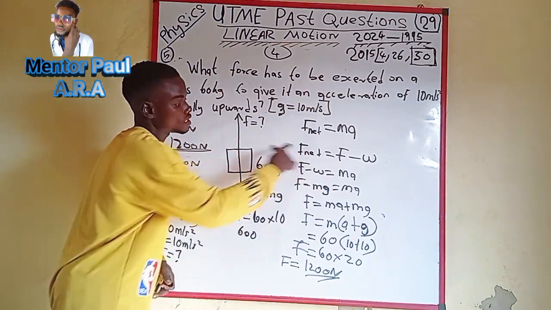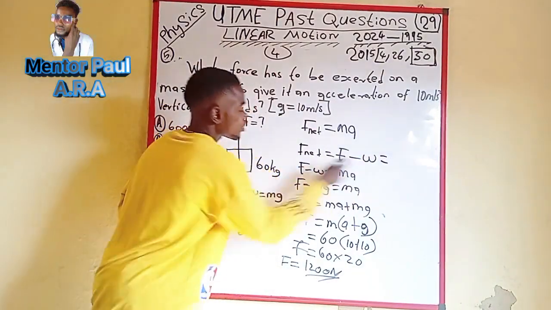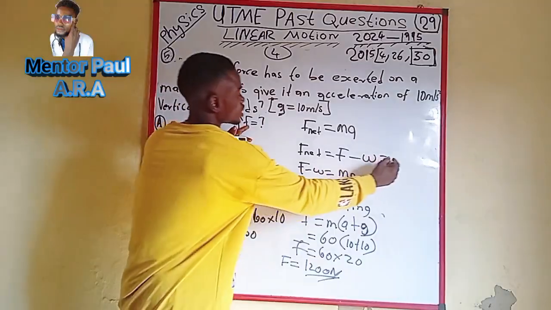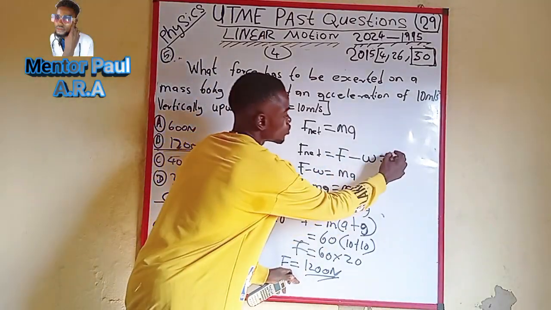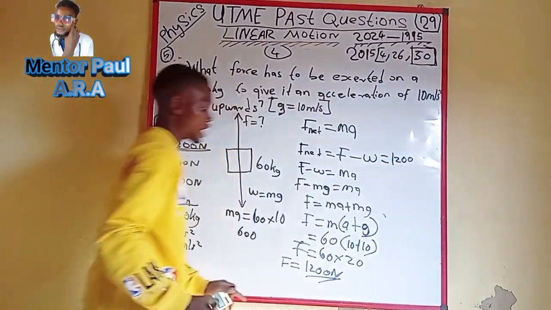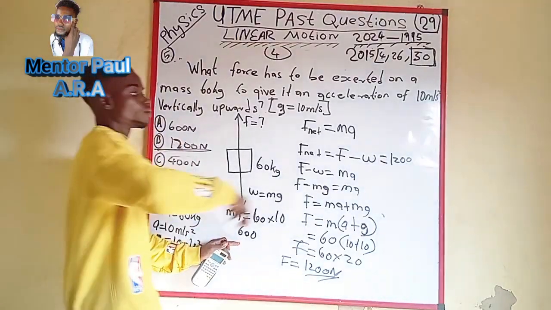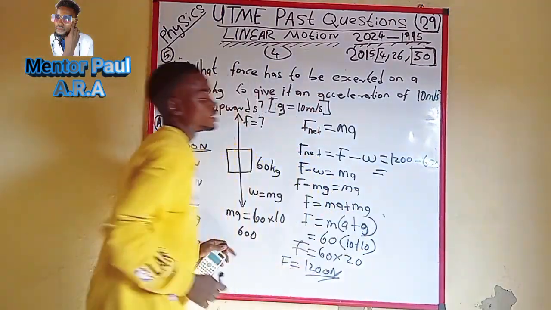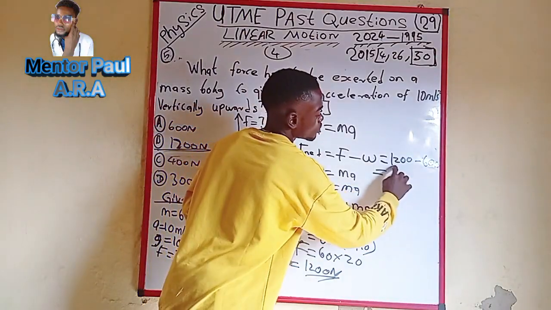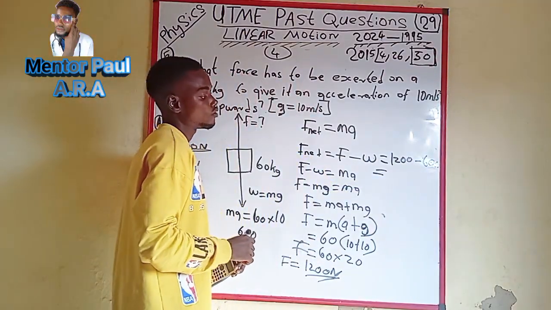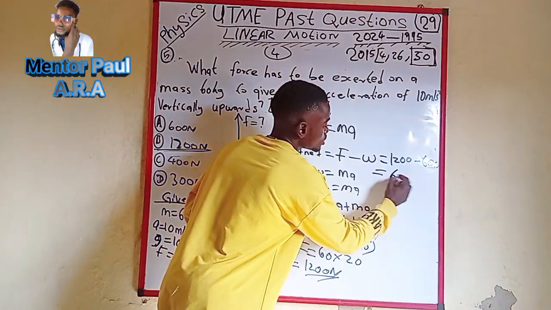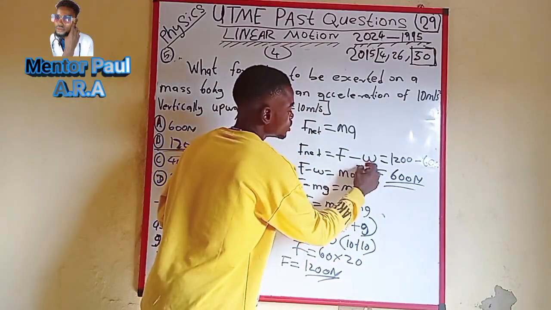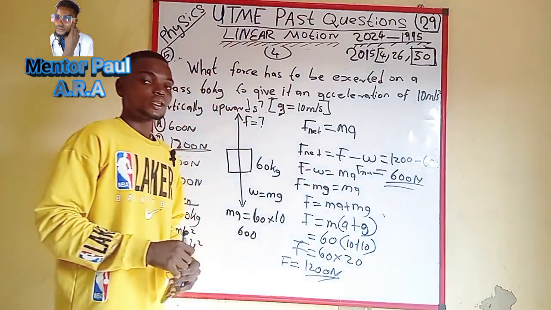Now let's look for this net force, which is the force that is going to make it go up. The force that is pulling it upward, we got to be 1200. Now the force that is pulling it downward, we are going to subtract from it, 600. If you subtract 600 from this, you're going to get a value equal to 600 newtons. So this 600 newtons is what we call the net force.